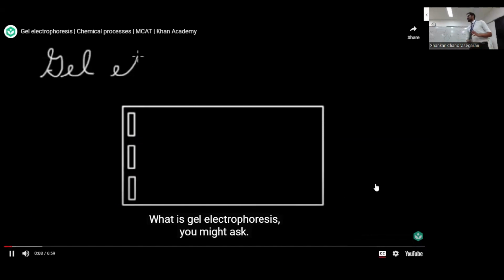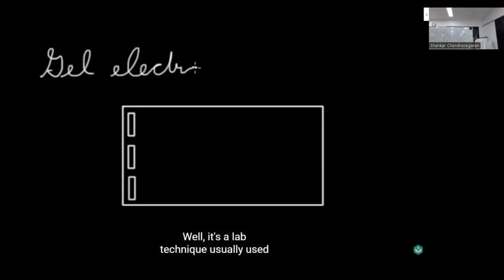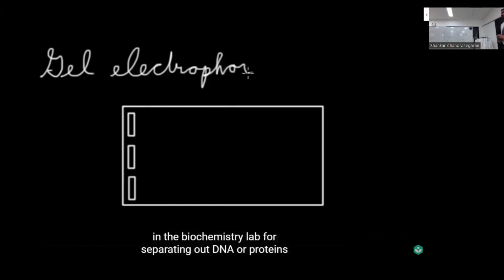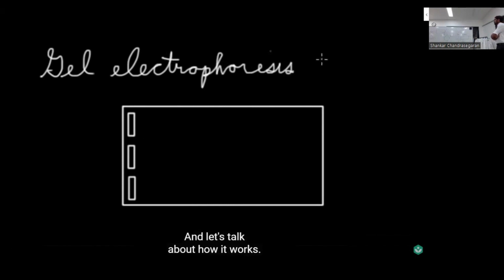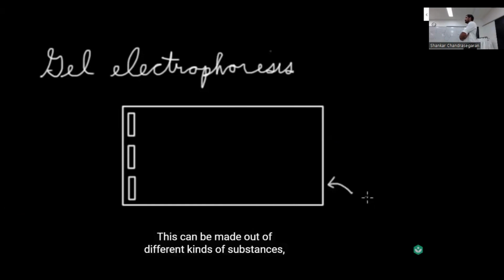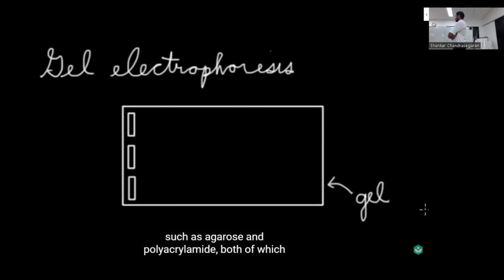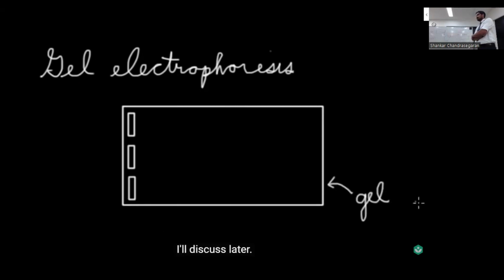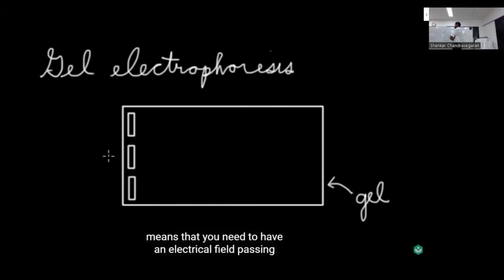We'll be talking about gel electrophoresis. What is gel electrophoresis, you might ask? Well, it's a lab technique usually used in the biochemistry lab for separating out DNA or proteins based on their size. And let's talk about how it works. So first you need to have the gel. This can be made out of different kinds of substances such as agarose and polyacrylamide, both of which I'll discuss later. And the electrophoresis part of it means that you need to have an electrical field passing through the gel to get the bands to move. So to create an electrical field, you have to have a cathode and an anode.